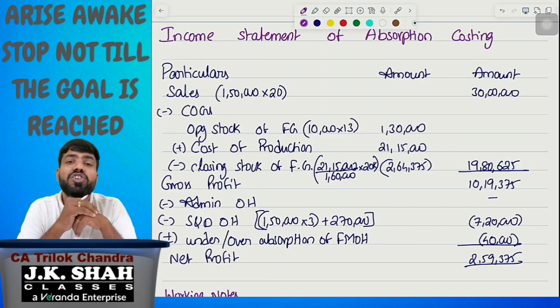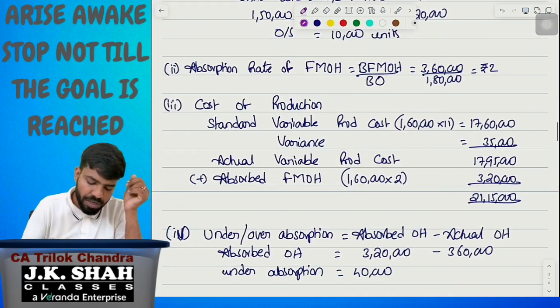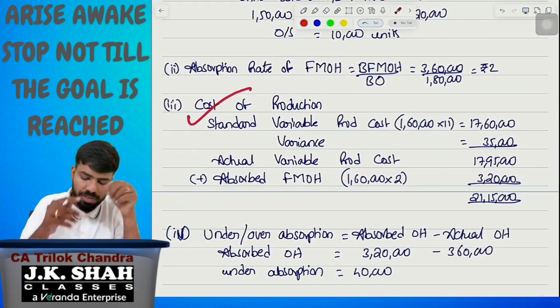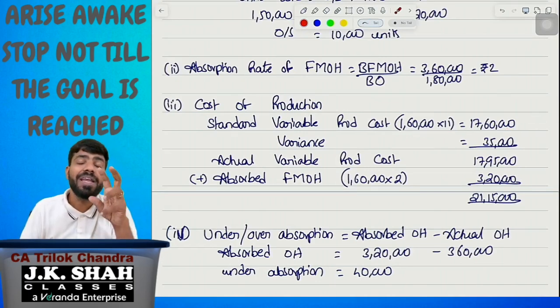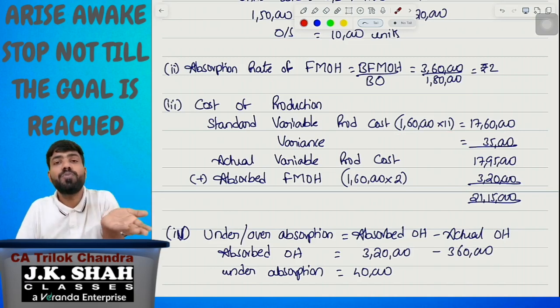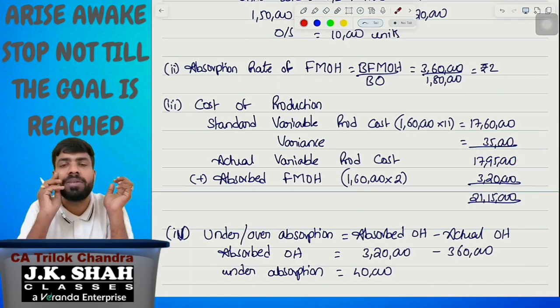Now we need to calculate cost of production. How to calculate cost of production? Standard variable production cost: 1,60,000 units into 11 rupees. We are getting a total of 17,60,000. They mentioned that the variable cost is actually more by 35,000. So I am adding 35,000. We will be getting actual variable production cost of 17,95,000.